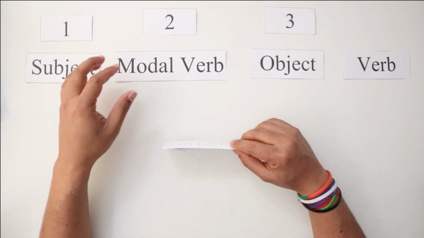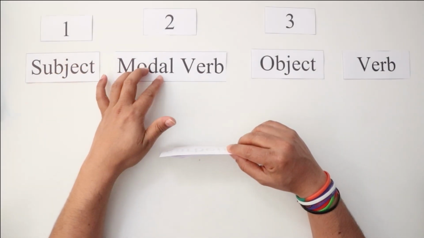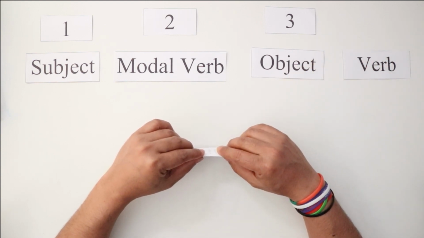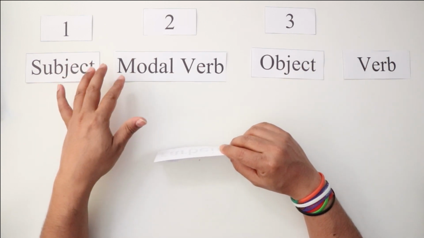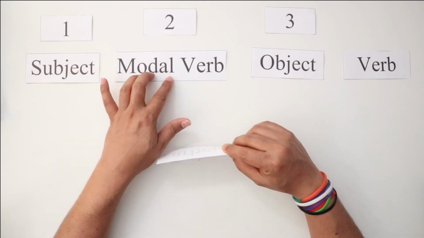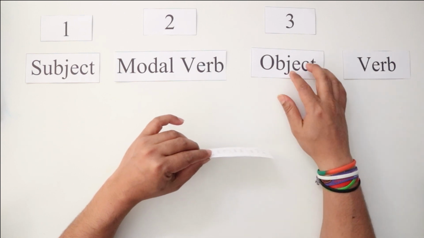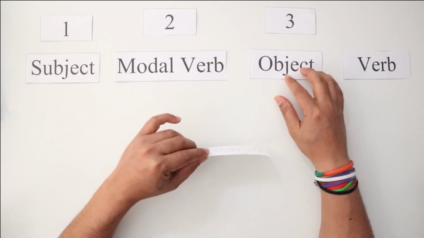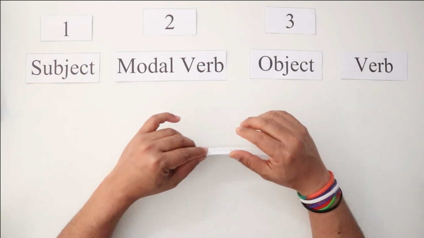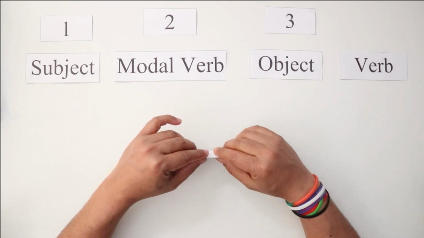So just think about when we have a subject, one modal verb, an object, and then the verb. We will organize the sentence in this way. The subject will be in position number 1, the modal verb in position number 2, the object in position number 3, and then the verb will be placed in the last position of the sentence.